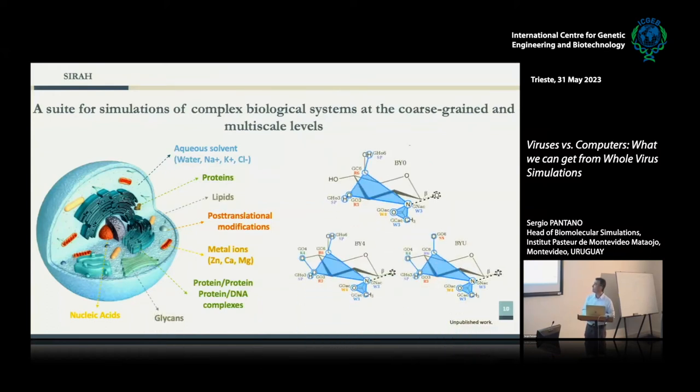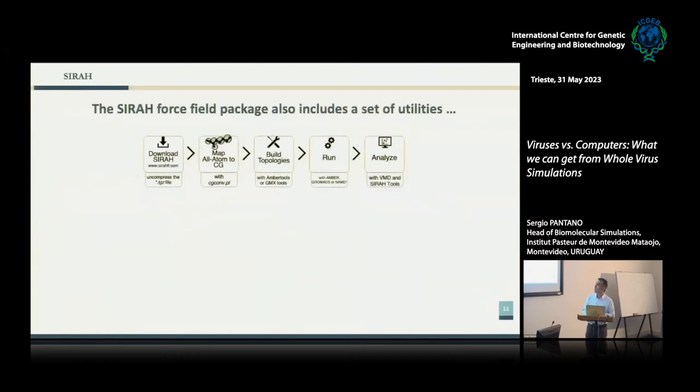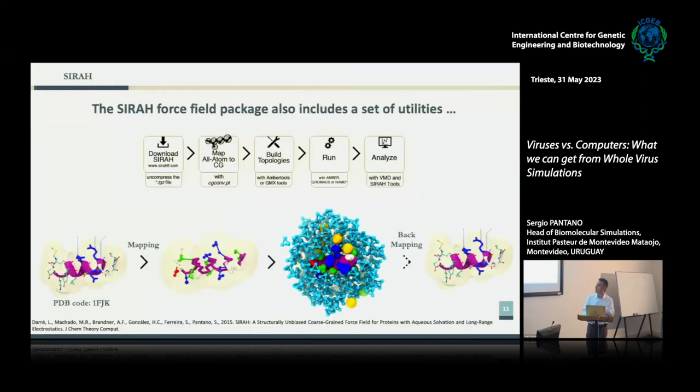We have just finished a representation of glycans, which can also be used as a glycosylation in proteins. And essentially we have now representations for RNA, which has been under development for many years. But for RNA, we can cover most of the diversity in biology. And with the force field, it also comes with a package of utilities that allow you to download the force field and do the mapping from full atomistic representation to coarse grain. You can build the topologies, run simulations, and analyze those, and then eventually also back map to atomistic representation. So it goes all this way, and eventually it can go back to retrieve the fully atomistic coordinates from a coarse grain representation.